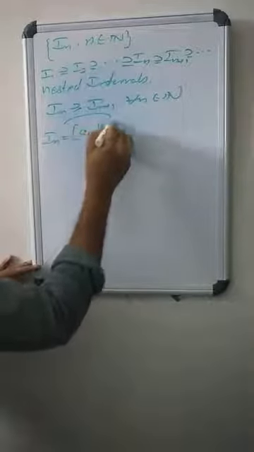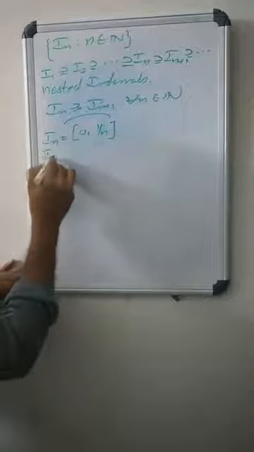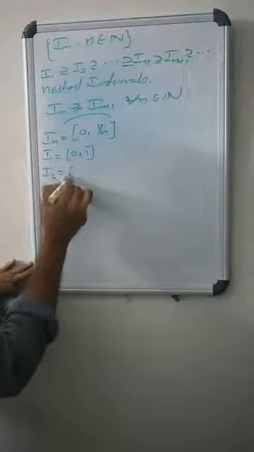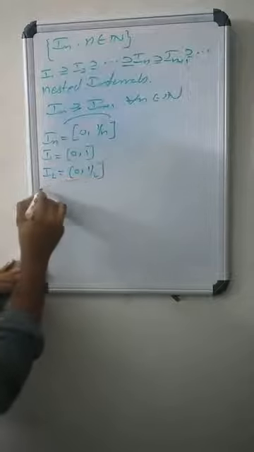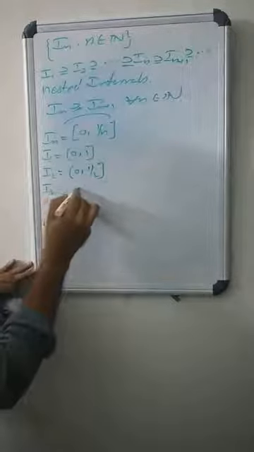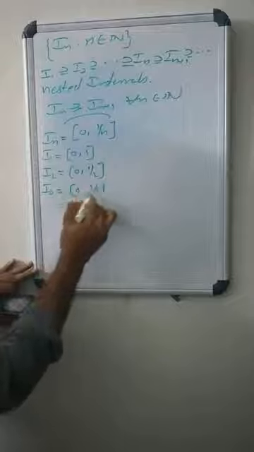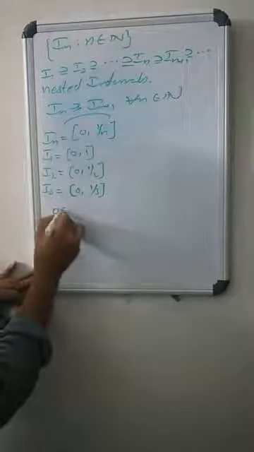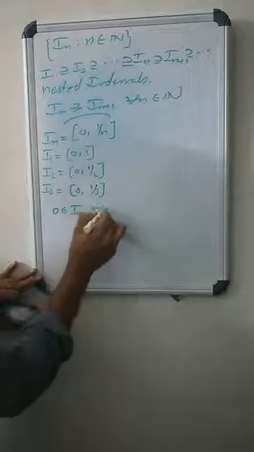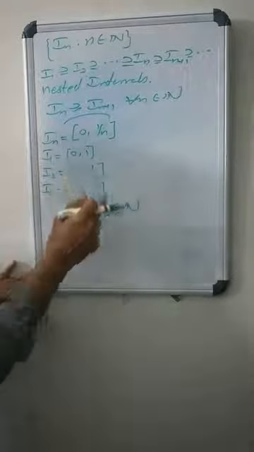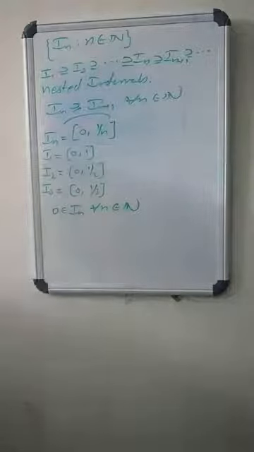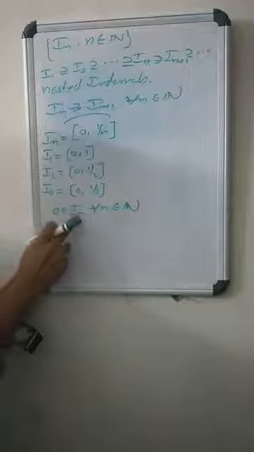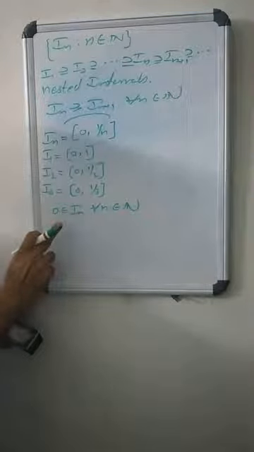Then, what about I1? I1 equals the closed interval [0, 1]. I2 equals the closed interval [0, 1/2]. I3 equals the closed interval [0, 1/3], etc. Agree? It means 0 belongs to I_n for all n in N. Since it is a closed interval, 0 belongs to I_n for all n in N. So the only element present in every I_n is 0 itself.